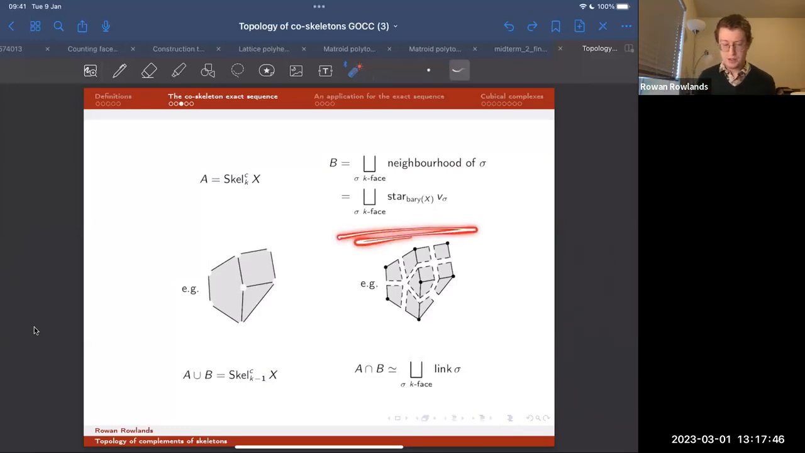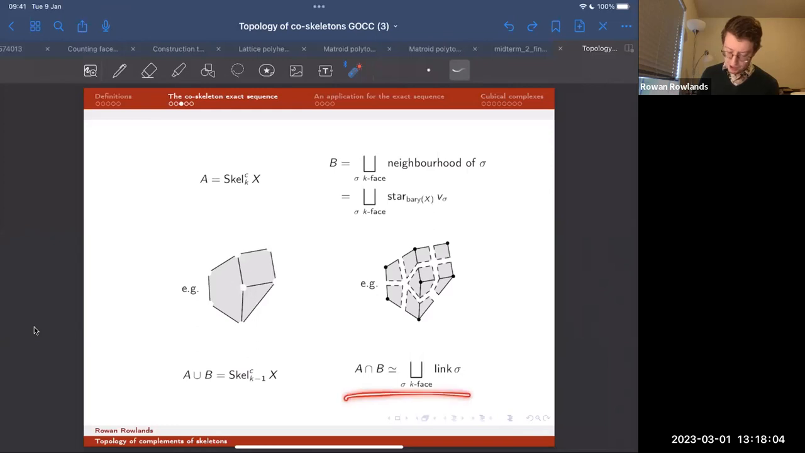The way that we set up this union guarantees that the faces of smaller dimensions still are left out. So we'll end up with faces of dimension k and greater, which is the set of faces of dimension greater than or equal to k minus 1, which is exactly the k minus 1th co-skeleton. Okay, so that's the union.